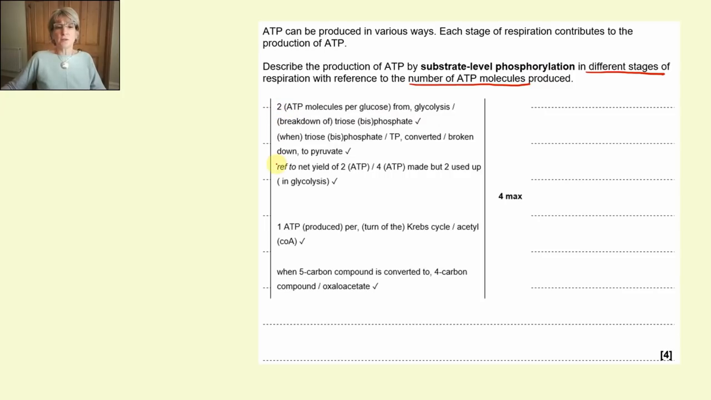Okay, so with reference to that, if I'm really honest, I'm not sure I might have gone into all that detail unless I'd seen this on the mark scheme previously. This I definitely would have said, and I think I would have said at the very least that a net production of 2 ATP molecules are made. And 1 ATP is produced per Krebs cycle. Now that's interesting. I didn't say that. I missed that, even though I absolutely know it. And I did say when a 5-carbon compound is converted to a 4-carbon compound.